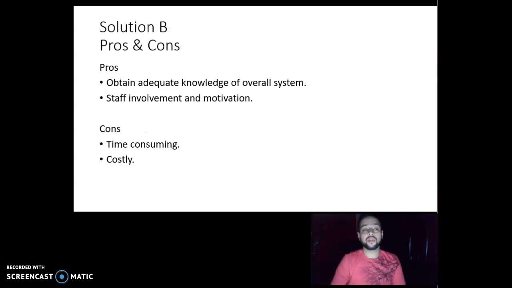We involve employees and boost the morale of the employees. That will be on the advantage side of solution B, as the staff will be more involved and will be more motivated by understanding each and every step of the problems and by communicating within the departments. But on the cons, it will be more time consuming and it will be more costly.